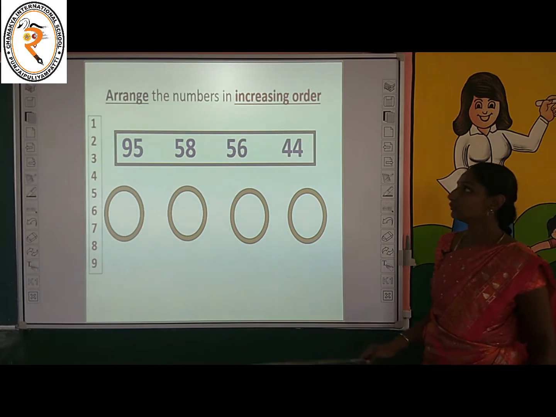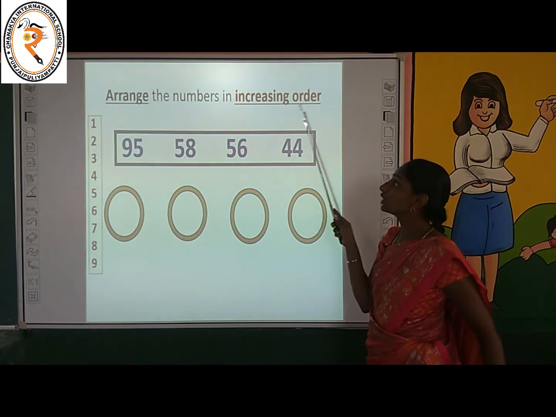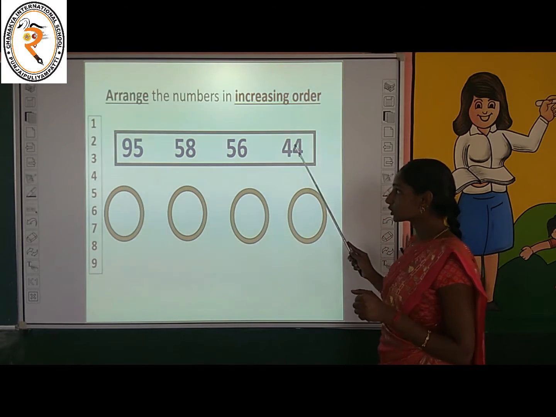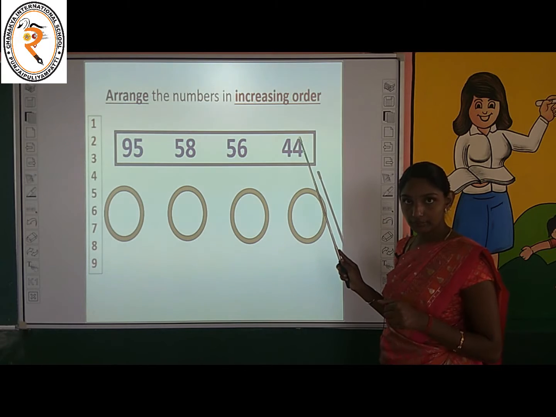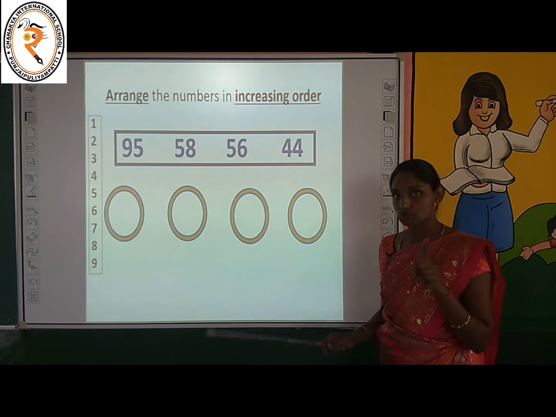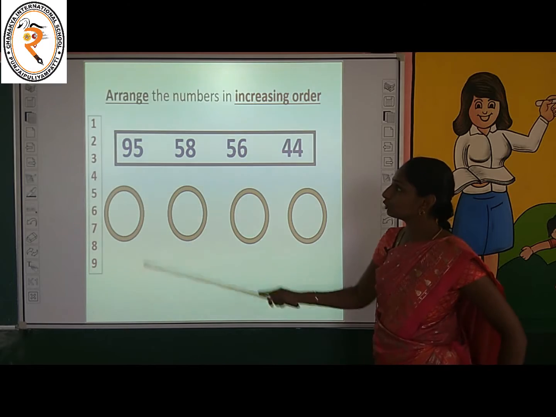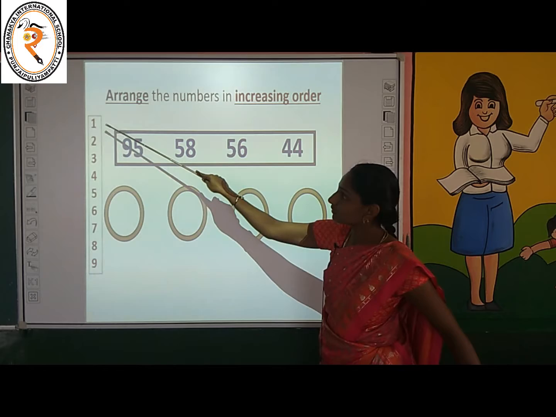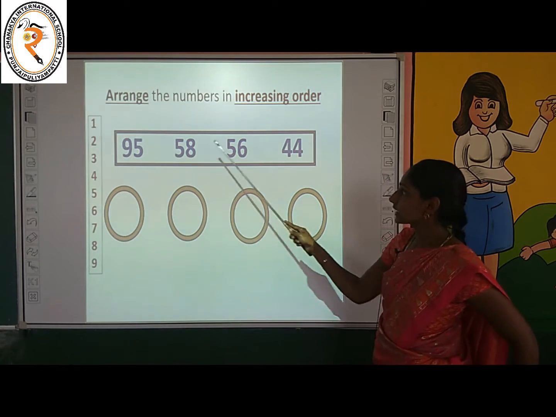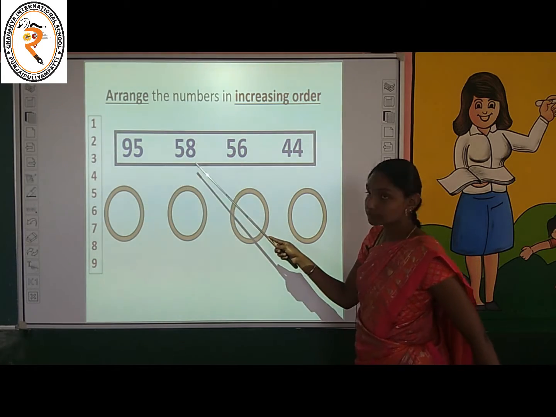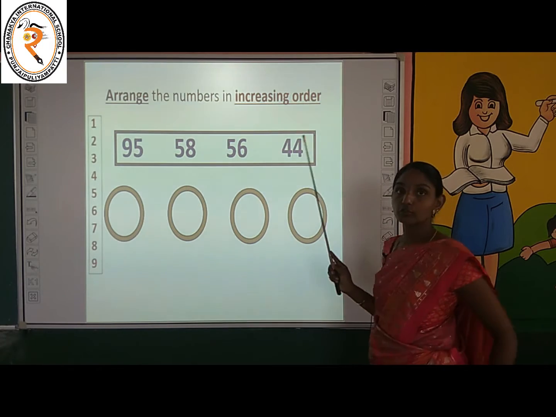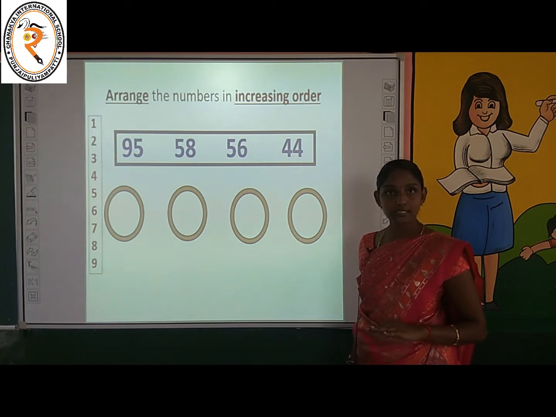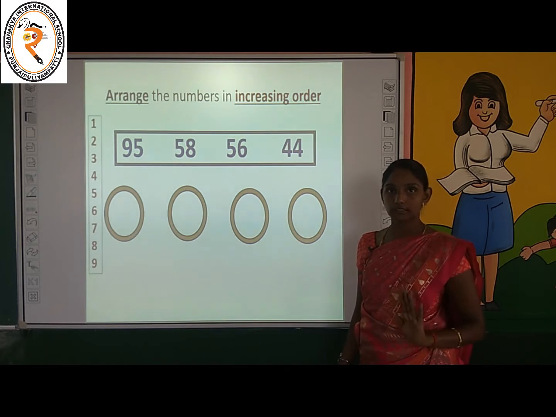Now we are going to arrange the numbers in what order? Increasing order. What do we have to do? We have to arrange all these given numbers from smallest to biggest. Children, are you clear? Yes, you can use this number strip. Can you see this number strip? In this number strip we have numbers 1 to 9. Now let's see the given numbers: 95, 58, 56, 44. If you are thorough with comparing numbers, you can easily arrange the numbers in increasing order and also in decreasing order.